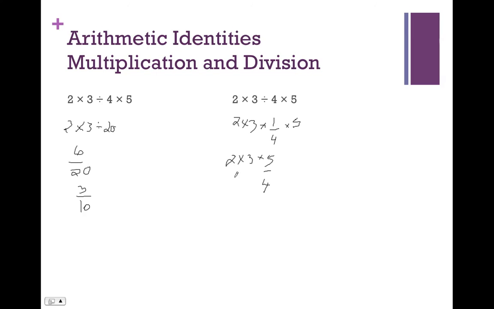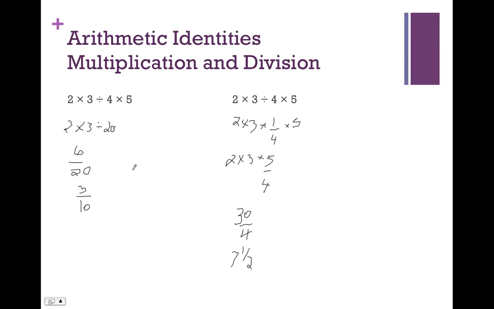Now we can simply multiply all of these numbers on the top together and divide them by 4. So 2 times 3 is 6, 6 times 5 is 30, 30 over 4. Simplify that: 4 sevens are 28, which leaves us with 2 quarters, which is a half. So the answer is 7.5.